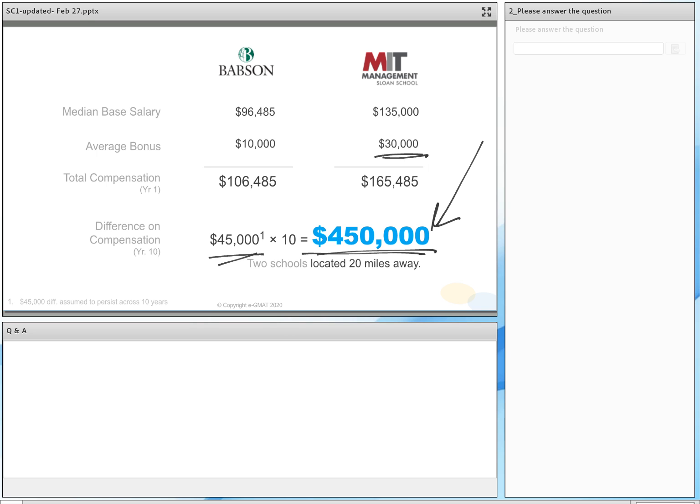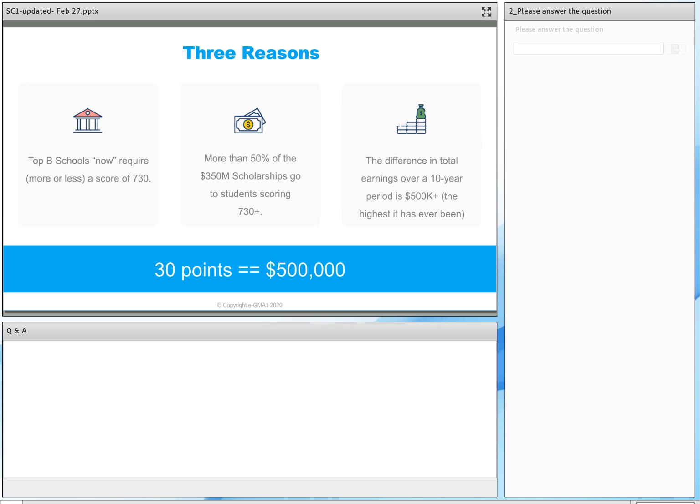Now, your GMAT score is not the only thing that matters, but if you don't have a high enough GMAT score, even when you have that profile, you might not get into MIT. All right, with that, there are 3 reasons why you should aim for that 730 score.